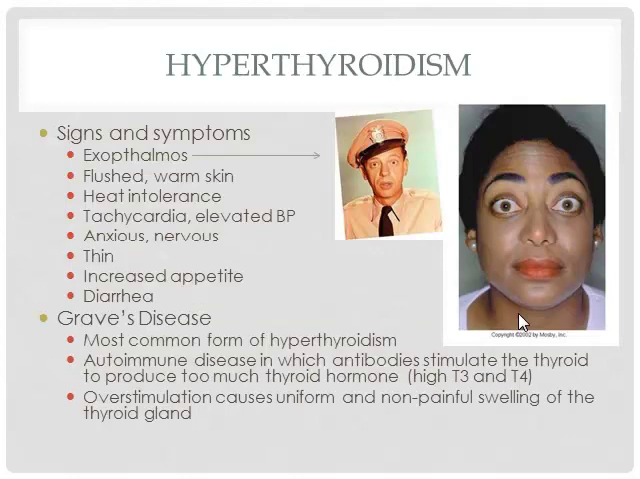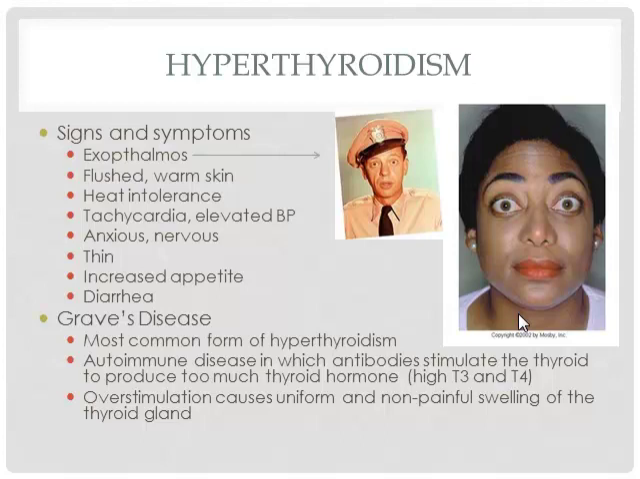So hyperthyroidism, classic here, showing you Barney Fife from the Andy Griffith show. If you've seen that show, you'll notice some of the signs and symptoms. Exophthalmos is the bulging eye. So in both of these pictures, you can see that the eyes are bulging. These individuals have flushed, warm skin. They don't tolerate the heat very well. They have a rapid heart rate. They're usually anxious and nervous. If you've seen the Andy Griffith show, then that correlates well to Barney Fife. And they are usually thin. They have increased appetite, and they commonly have diarrhea.